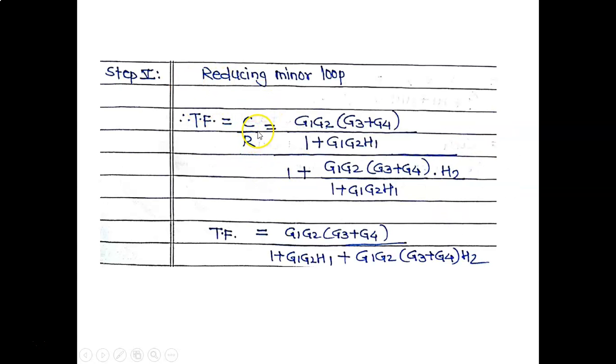C(s)/R(s) or C/R is equal to G1 G2 into bracket G3 plus G4 divided by 1 plus G1 G2 H1, divided by 1 plus G1 G2 into G3 plus G4 into H2 divided by 1 plus G1 G2 H1. Therefore, transfer function is equal to G1 G2 into bracket G3 plus G4 divided by 1 plus G1 G2 H1 plus G1 G2 into H2 into G3 plus G4, because this 1 plus G1 G2 H1 and 1 plus G1 G2 H1 will get cancelled. Therefore, this is the final solution of the block diagram. Now, next problem.